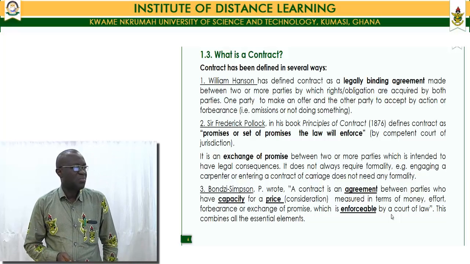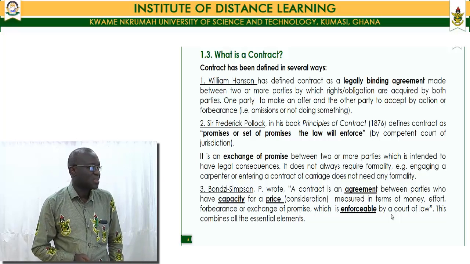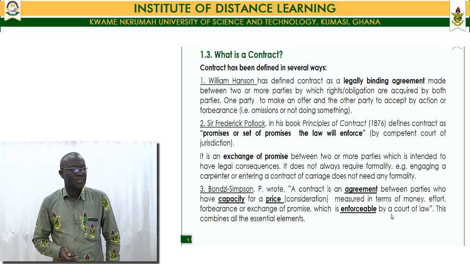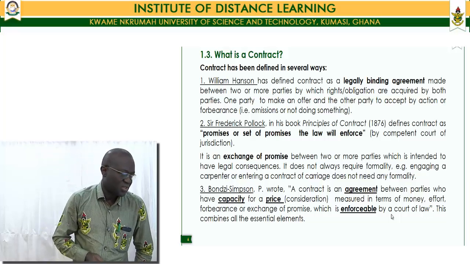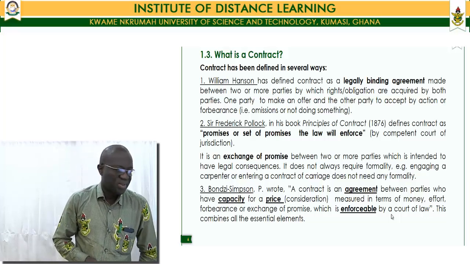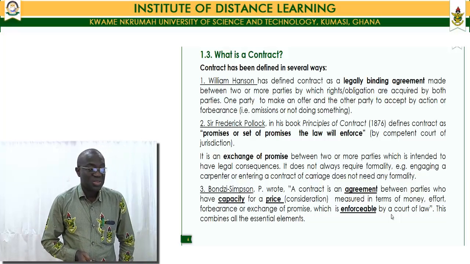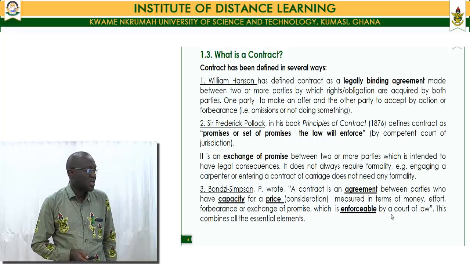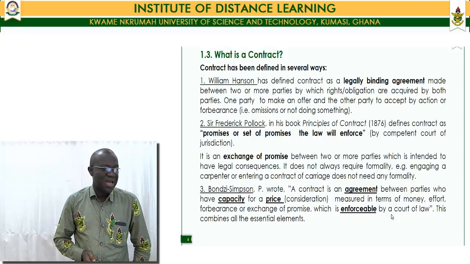When we take Sir Frederick Pollock, in his book Principles of Contract, 1876, he defines contract as promises or set of promises the law will enforce. By this we are talking about enforcement of law by not just any court, but a court of competent jurisdiction. So it is an exchange of promise between two or more parties which is intended to have legal consequences. It does not always require formality. For example, engaging a carpenter or entering a contract of carriage does not need any formality.